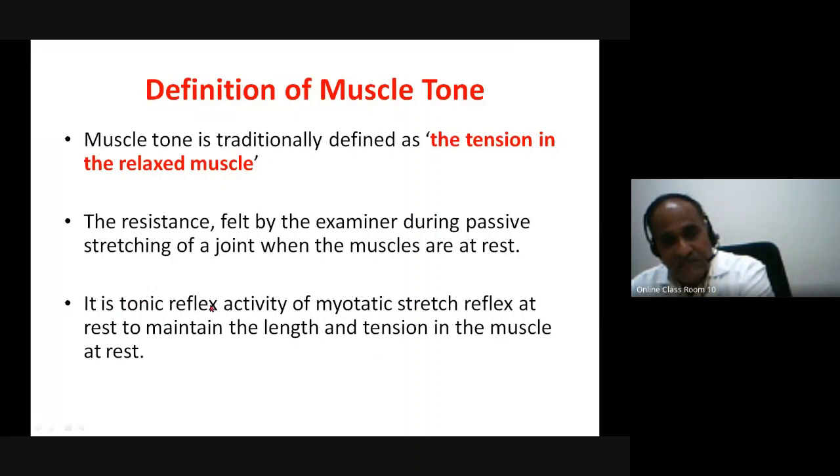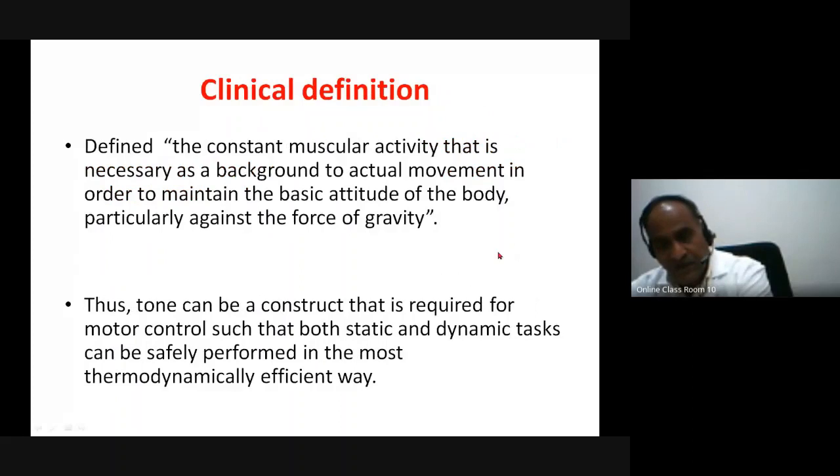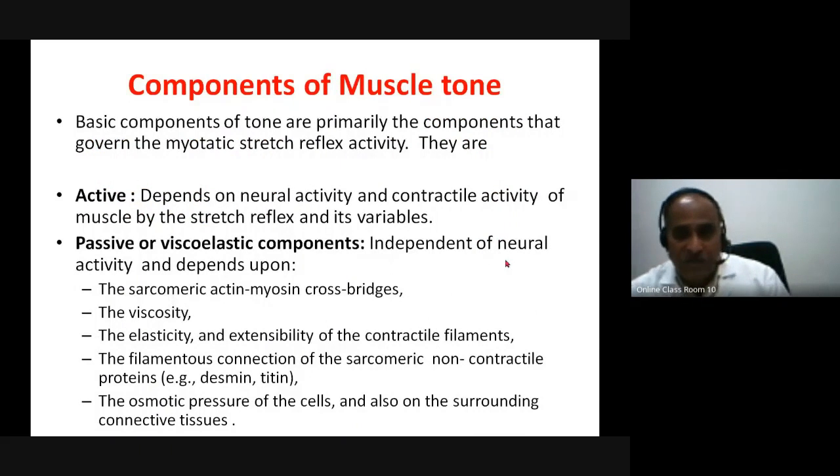I still restrict myself to this: it's a partial state of contraction or a tonic reflex activity of the myotatic stretch reflex at rest to maintain the length and the tension of the muscle at rest. Or if you are asked in the clinical lab, it is a resistance felt by the examiner during passive stretching of a joint when the muscles are at rest. Okay, so now having said that, what are the components of the muscle tone? The basic component of the muscle tone is primarily the components that govern the myotatic stretch reflex activity.